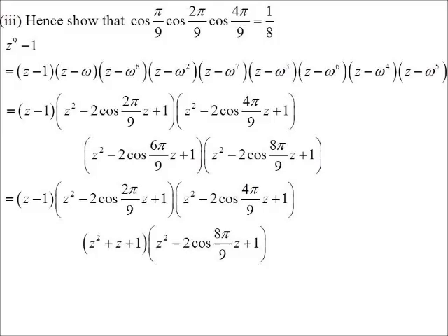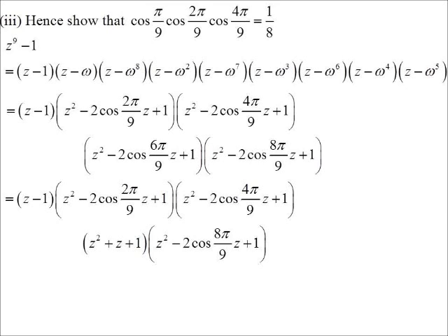I've changed the z squared plus z plus 1 because, remember, we said this was the cos of 2 pi on 3, which is an obtuse angle. So it's negative, so my minus became a plus. The acute angle would be pi on 3 or 60 degrees. Cos of 60 is a half. Half times 2 is 1. So now that's z squared plus z plus 1.